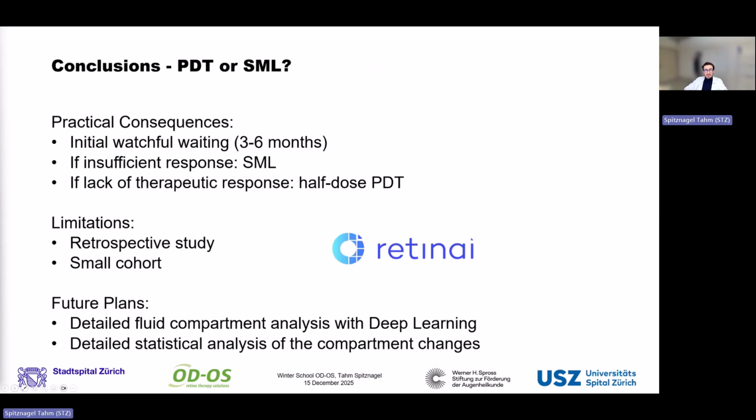Furthermore, there are some limitations to our study. First of all, the retrospective design of our study, as well as the relatively small cohort. We have some future plans in mind. We are already doing, in fact, a detailed fluid compartment analysis with deep learning with help of the Discovery Retina AI platform. We will include around 6 centers and analyze lots of patients with just chronic CSCR in this software.